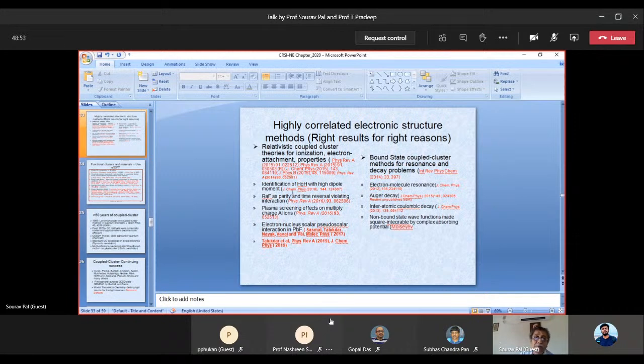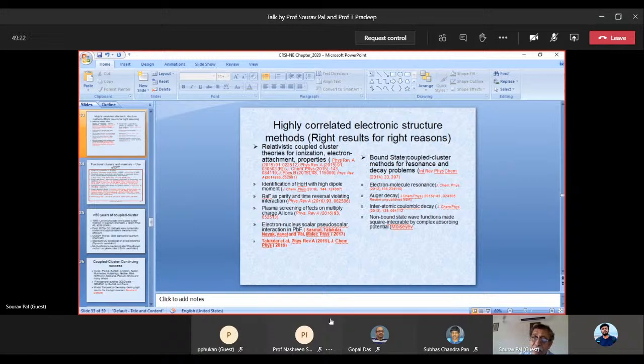So this is one level of methods where we're able to calculate various accurate properties by relativistic coupled cluster theory. I must talk about coupled cluster in the next slide, that the coupled cluster is a very, very important theory which gives very accurate results for the molecules. In the same manner, we are using the coupled cluster methods for resonance and decay, and I will just show one problem in today's slides, because the coupled cluster has been primarily a bound state method.